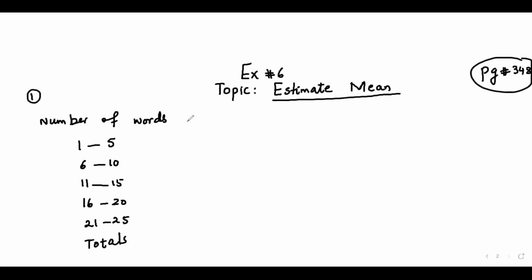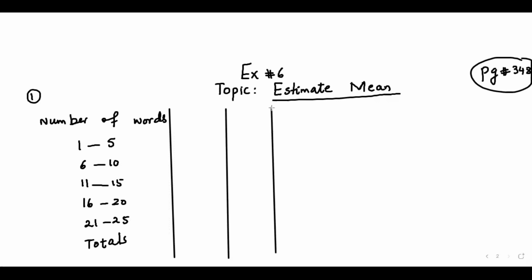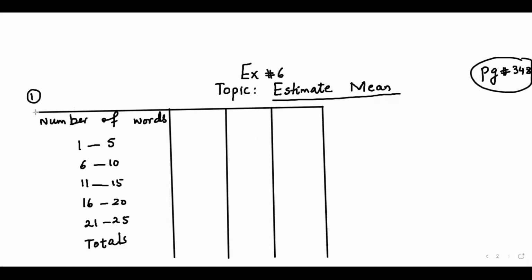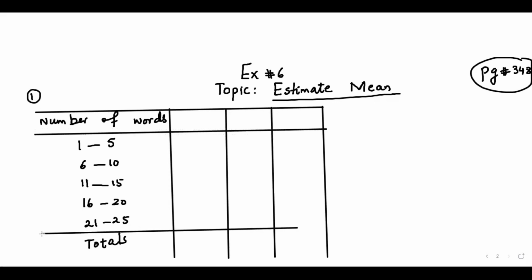What you have to do is draw a line over here. It's already in the book. Then there is another line for the frequency, another line for the midpoints, and then a line for fx. You have to copy and complete the table. Look at how you have to copy and complete the table. And here also, this is your last total.